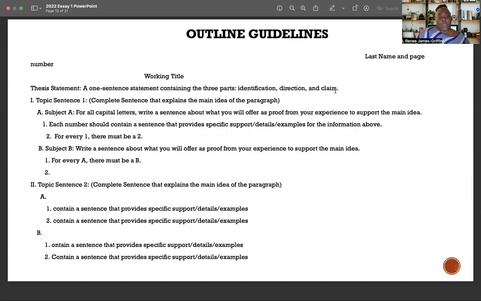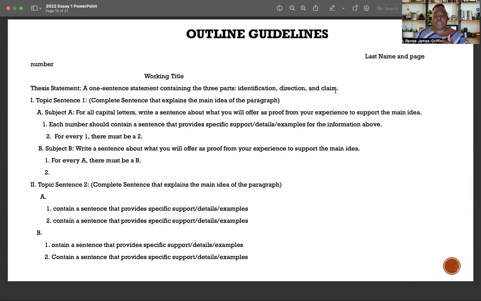And then for every 1, there must be a 2. Okay, for every A, there also must be a B. So this is the structure of the essay. This is the structure for the outline. And once you do this, I promise you, it'll be so easy to write that first draft, because once you write the outline, you've practically written the essay, and then it's just a matter of plug and play. So that's very important.